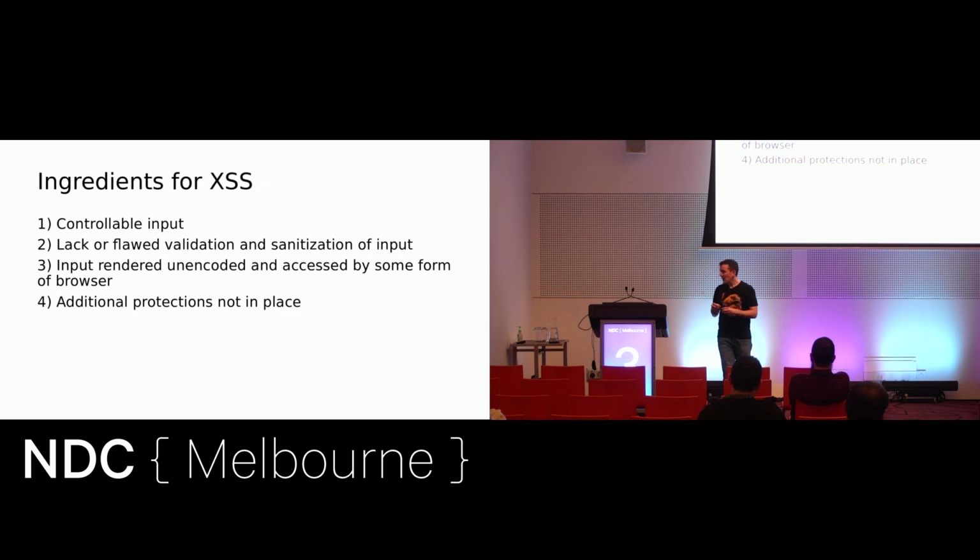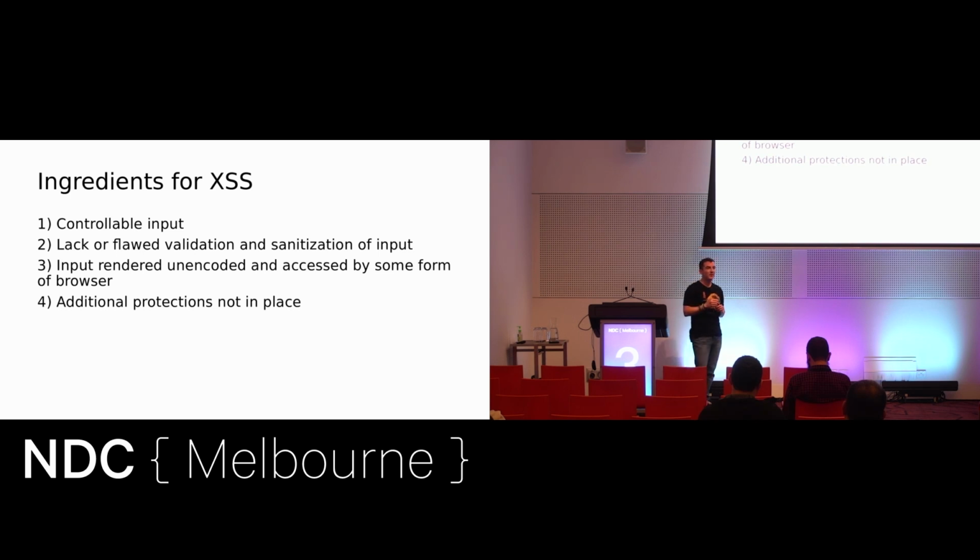Now, the other thing that needs to be in place is there needs to be either a complete lack of or flawed validation on that input coming in. Because if we'd had input validation on that comments box, that may have prevented those XSS issues we showed there. The better sites will also sanitize some of the input coming in, so it might look for malicious code, script tags, and so on. We need the input rendered unencoded, so it needs to be able to execute.